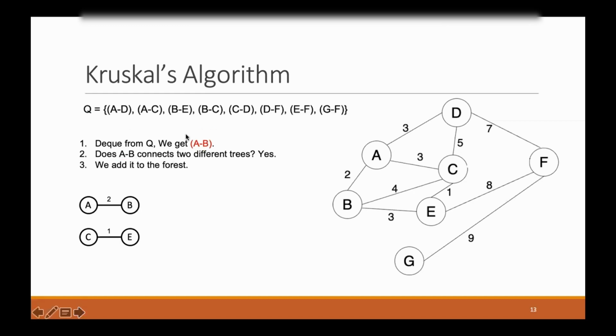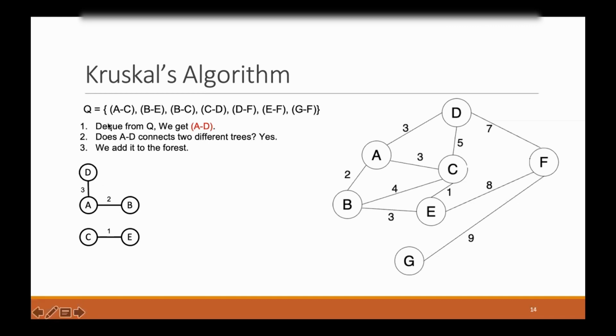So the next one is we dequeue the queue again, and we get AB. So let's have a look at AB. It has a weight of 2. It is connecting two distinguished trees or two different trees, which are not repeated in the forest. And so we put it here in the forest. At the moment, they are not connected because it's a forest. And we'll proceed with the algorithm and see whether finally it creates a tree or not, where it can eventually connect all the nodes and create a tree, which is still a valid answer.